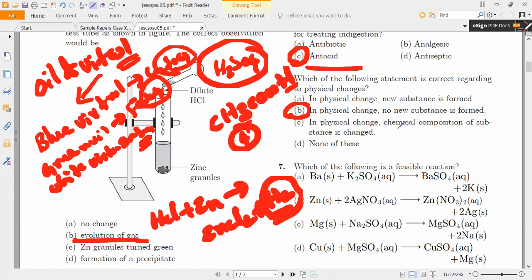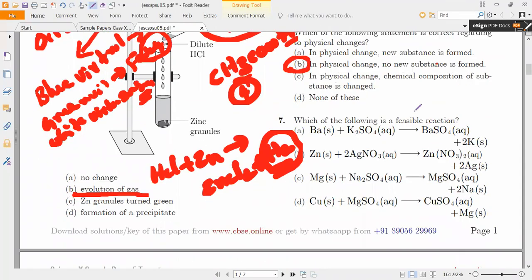No new substances, and chemical composition remains unchanged. That is also correct. Do you understand what I'm saying? Chemical composition remains unchanged is called physical change only. That is what you have to remember. But they have given that the substance is changed. That is why it is wrong. Understand?